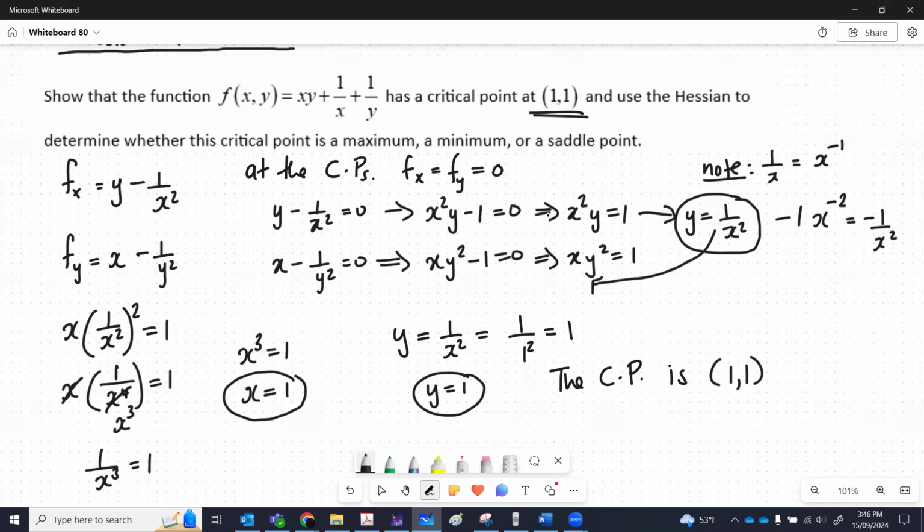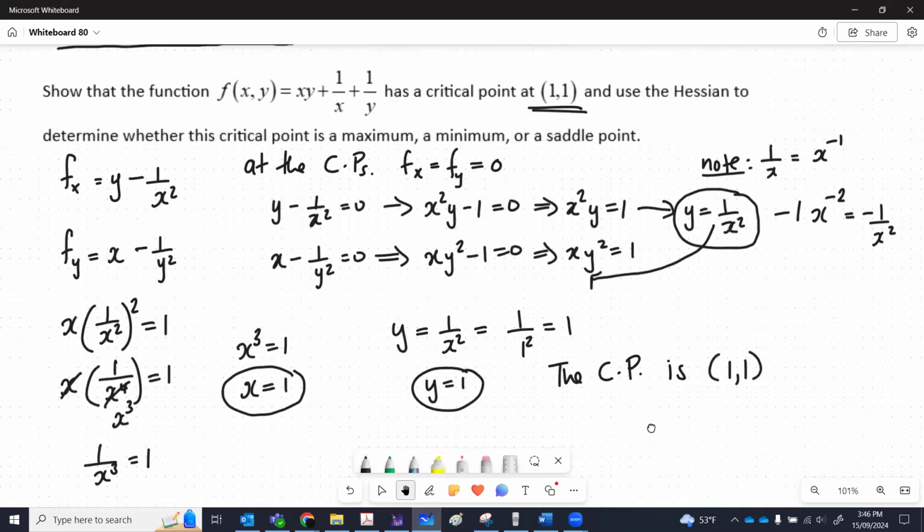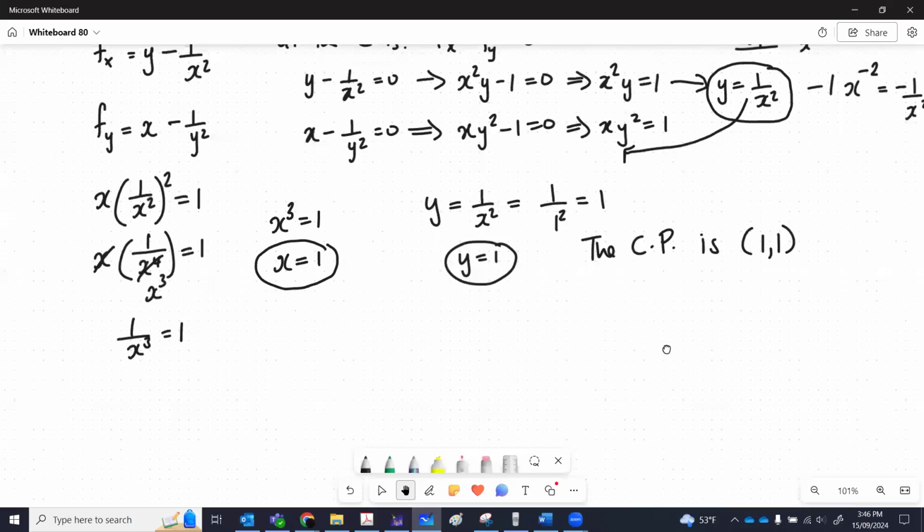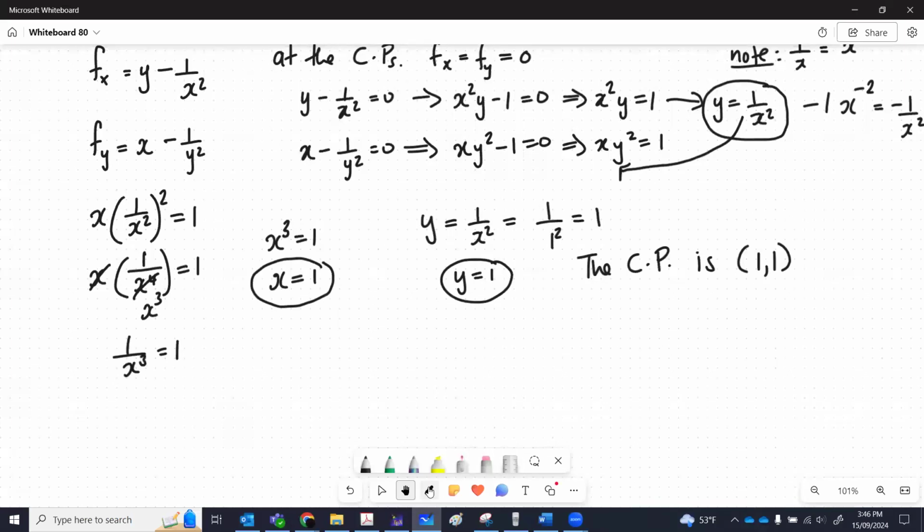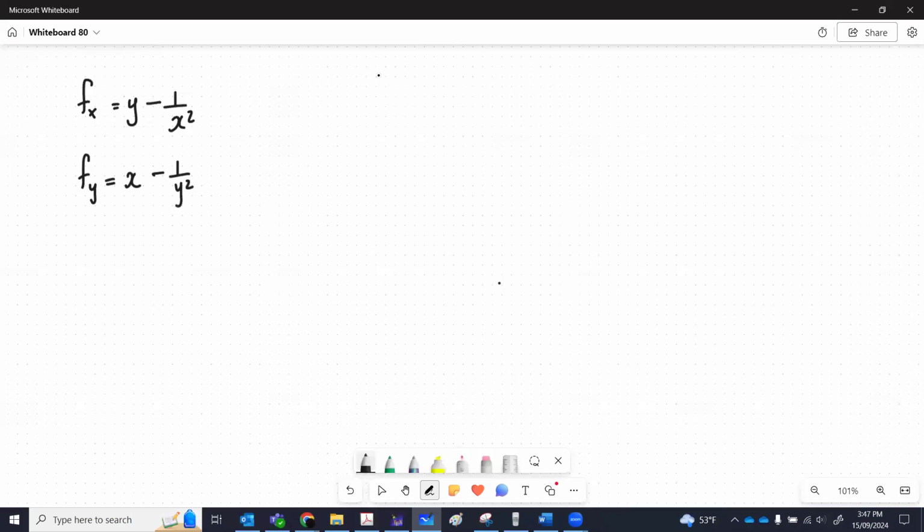All right, now we know what our critical point is. What we next need to do is classify it, to determine: is this a maximum, is this a minimum, or is this a saddle point? So how do we do this? We need our second order partial derivatives. Okay, so here we have f_x. To get f_xx, we just differentiate this again with respect to x.